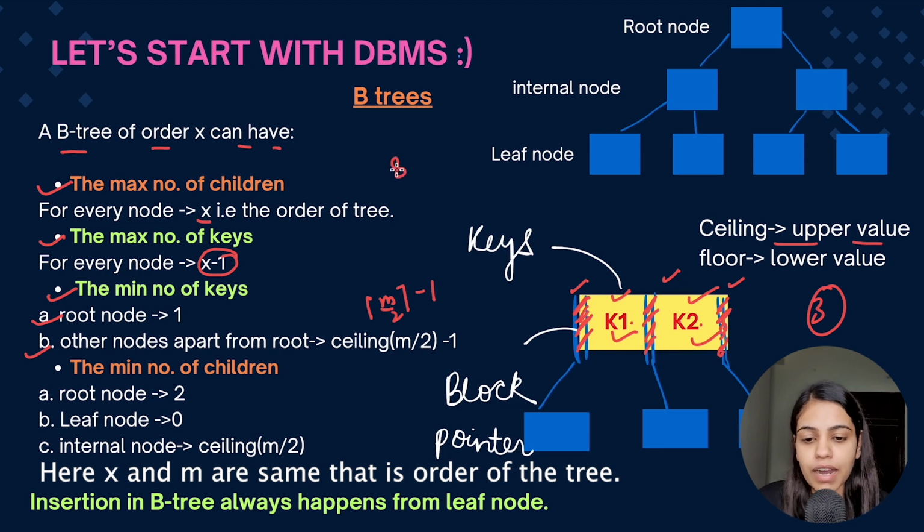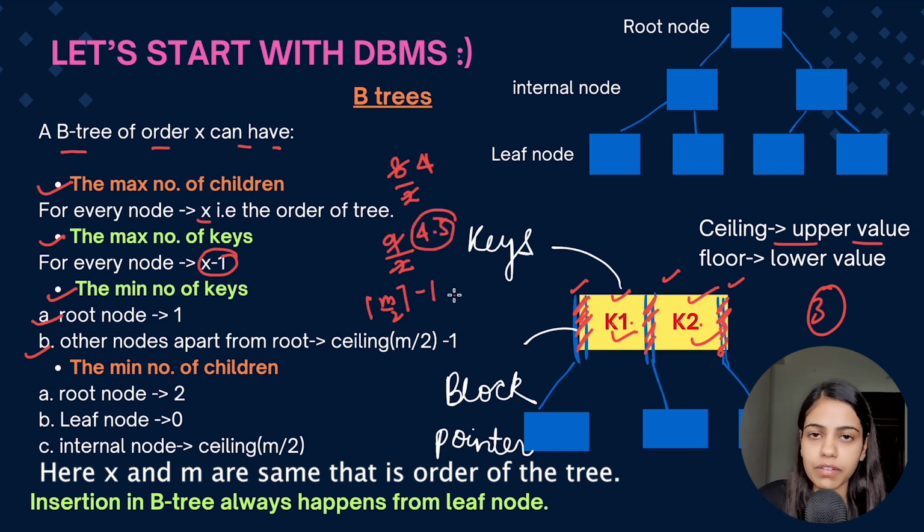Consider if I am dividing 8 by 2, it gives me 4. But consider I am dividing 9 by 2, it gives me 4.5. So it will take the upper value of 4.5, that is 5, and 5 minus 1 gives me 4. So whenever we want to find the minimum number of keys for the root node, it will always be 1. For other nodes, it would be ceiling of m by 2 minus 1.